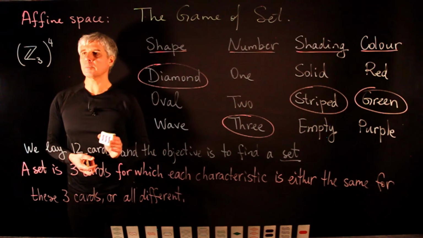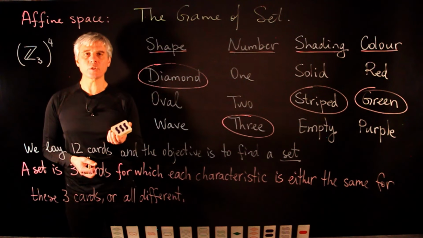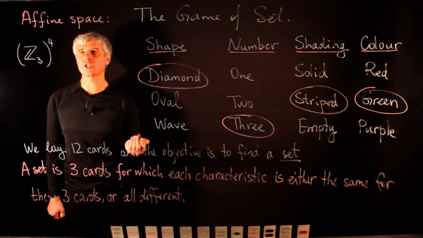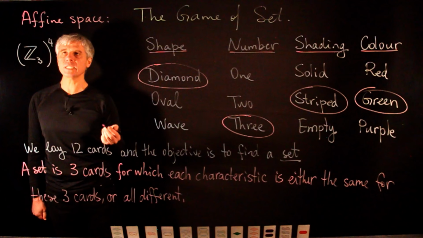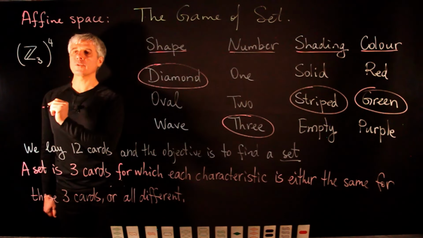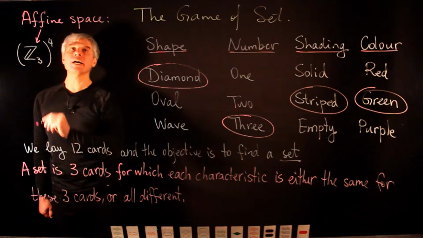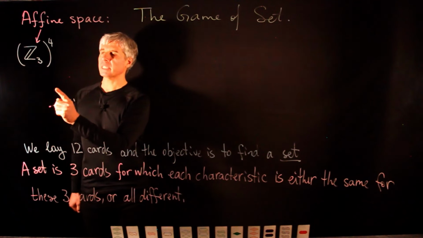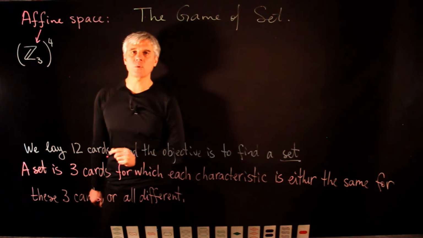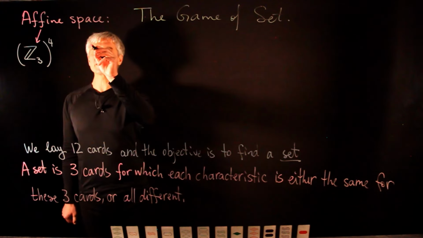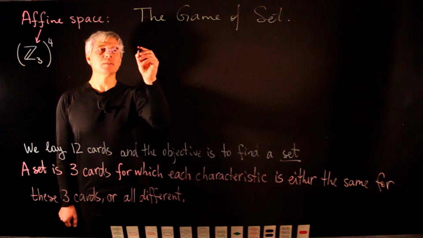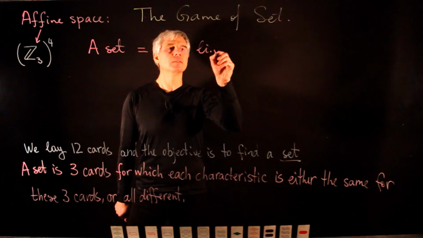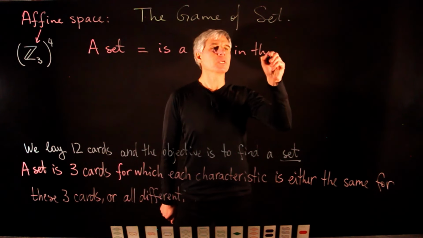One issue with this approach is that in this deck, it's not clear what the origin is. And in fact, the proper interpretation of the deck of the game of Set is that it's not the vector space over the field Z3, but rather the affine space over the field Z3. If we interpret the deck of the game of Set as a four-dimensional affine space over the field Z3, then what is a set in this game? Well, it turns out that a set is a line in this affine space.